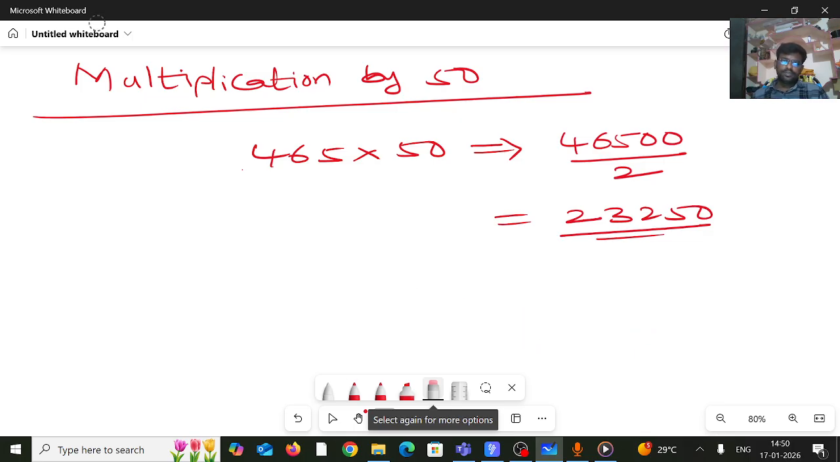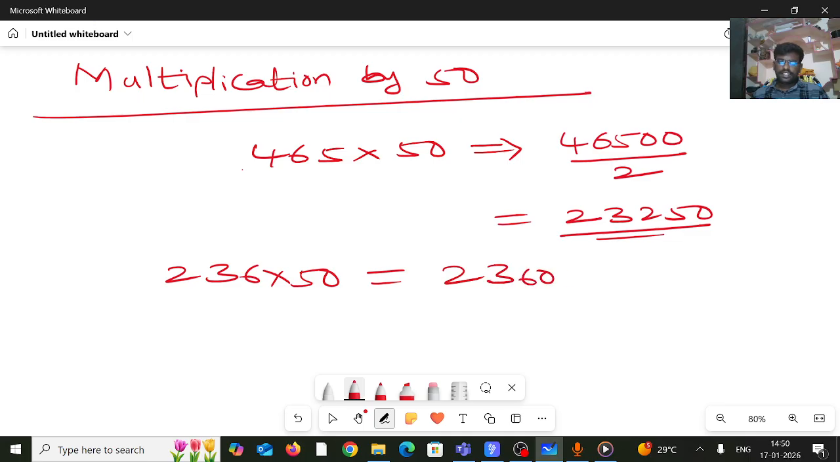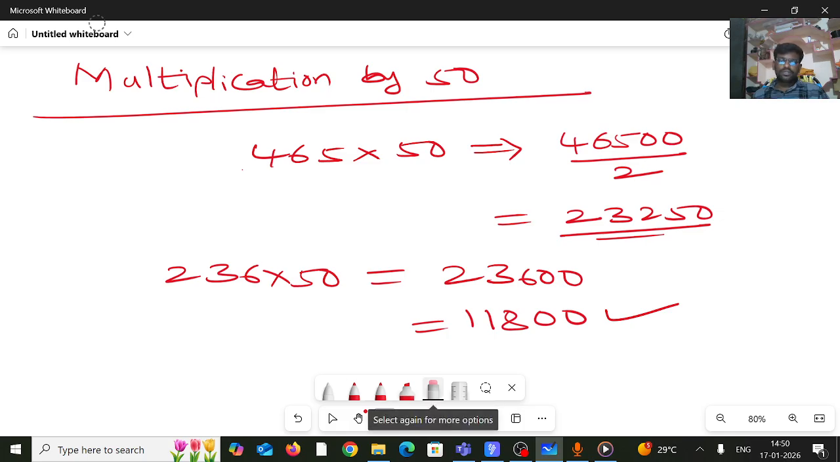Right, look at here. 236 multiplied by 50. Same thing. 23,600, half of this one. 236 half. 11,800. This is the final answer. You can check, you can verify with the general procedure also, you will get the same answer. And then can I move to the next concept? Yes, right. I will move on to the next concept.